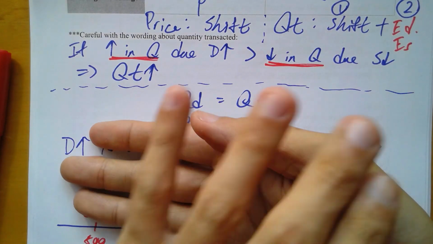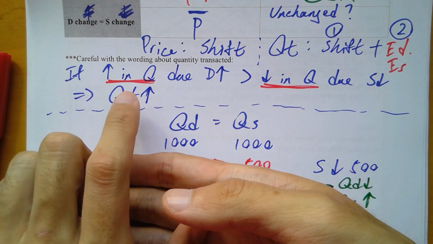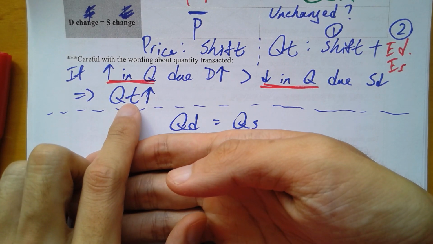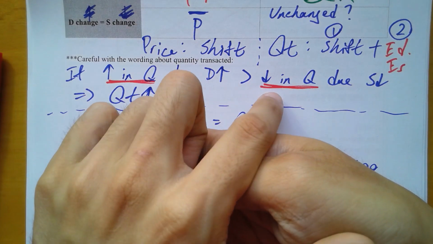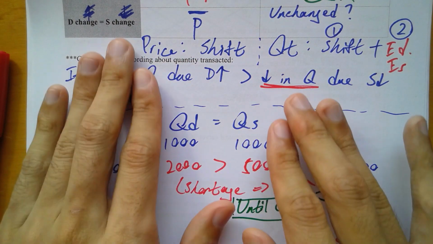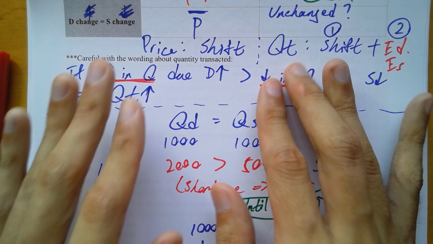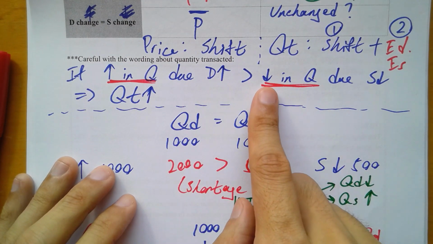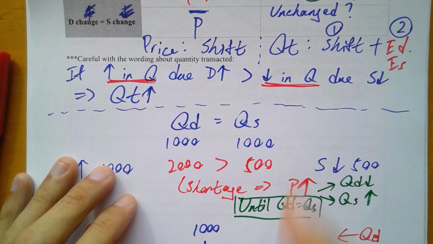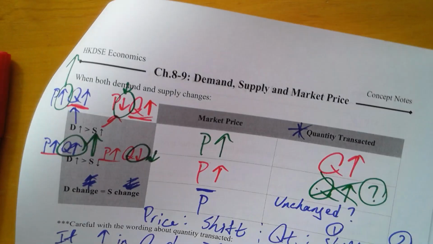If you truly do not understand, then you only need to remember one thing. When you talk about changing QT, you must write: if increase in Q is bigger than decrease in Q. Don't just write if demand increase is bigger than supply decrease. No, this is wrong. Write clearly: if increase in Q due to increase in demand is bigger than decrease in Q due to decrease in supply. Okay, this is the way you write it. So let's do one example.